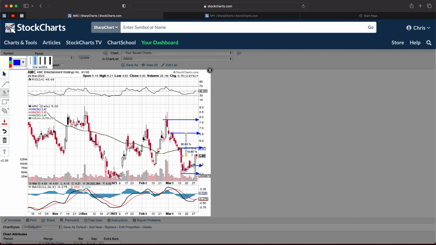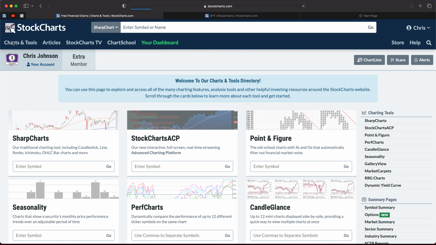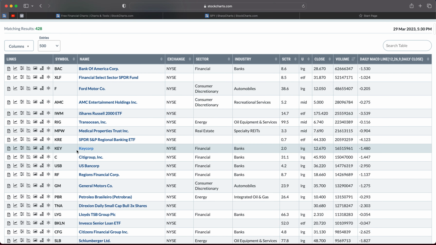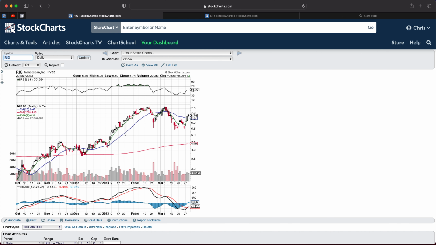Price at $5. Cool. All right, this is a trade worth taking as well, in my opinion. Boom. Curry.